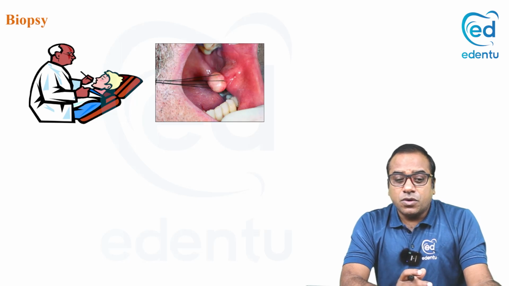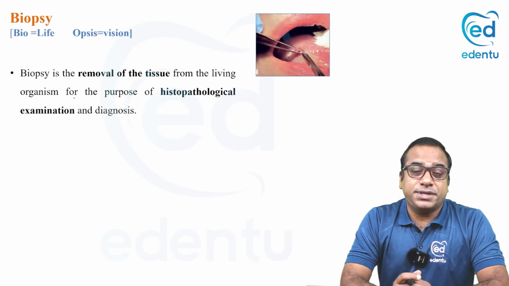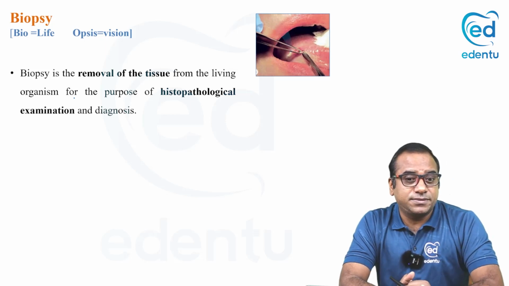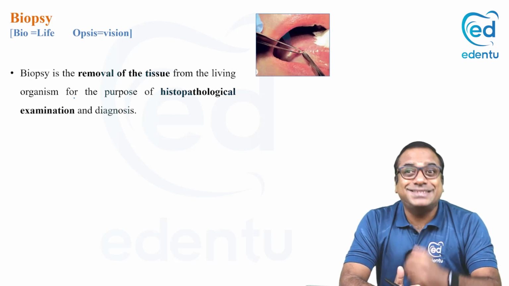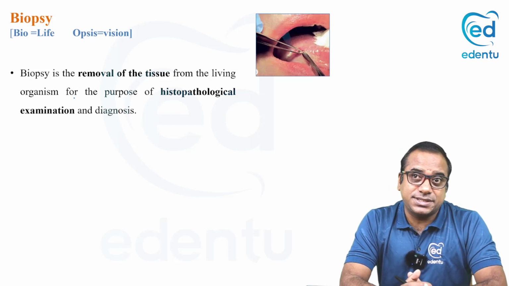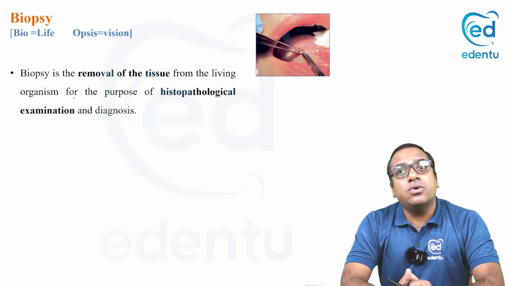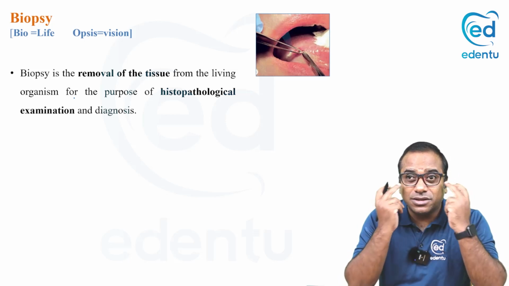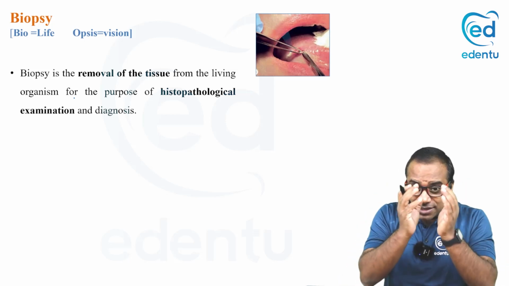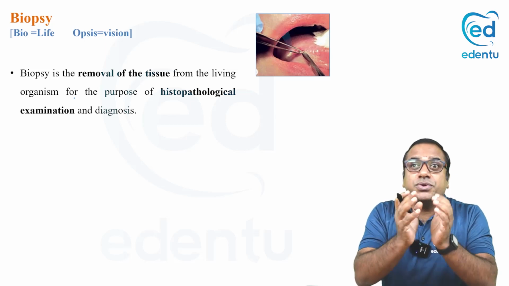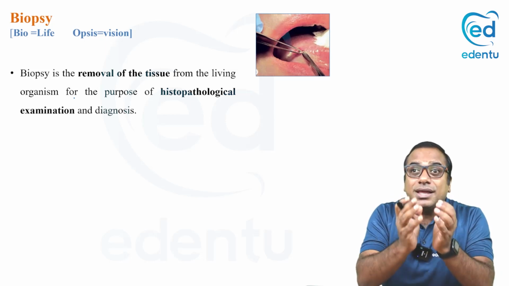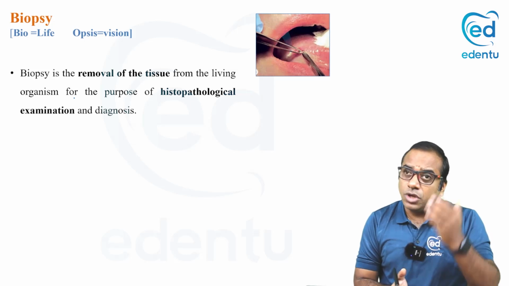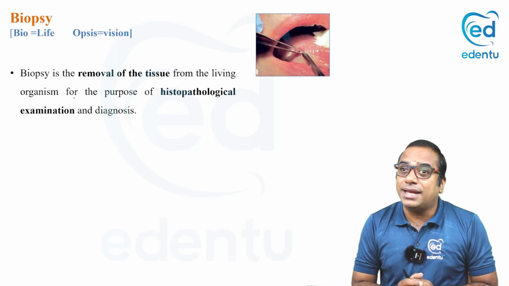So, what do we mean by biopsy? The word biopsy is made up of two words. The first one is bio and the second word is opsis. Bio means life, as we all know, and opsis means vision. So that means we are seeing a healthy tissue, a living tissue, or an unhealthy tissue, and that is called biopsy. The definition of biopsy goes something like this.